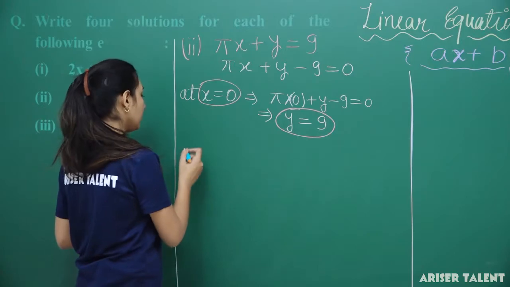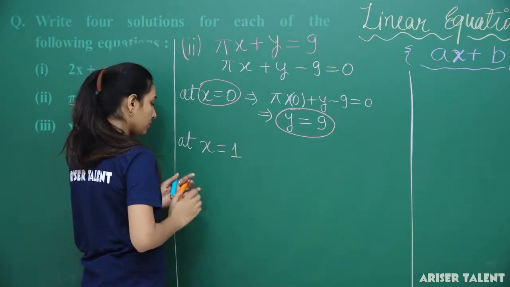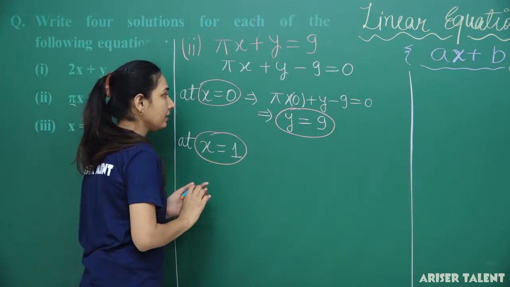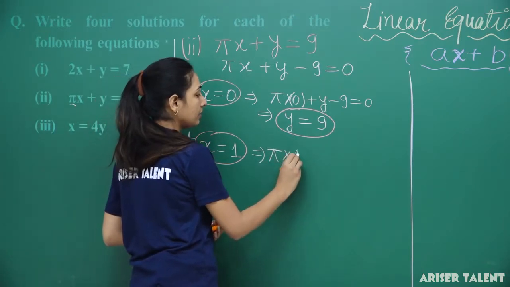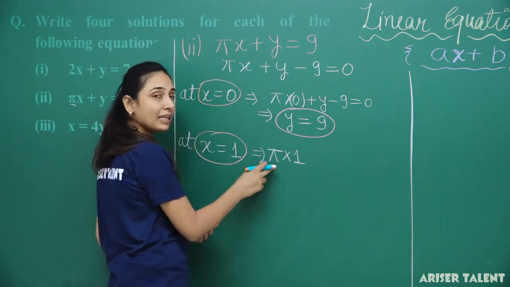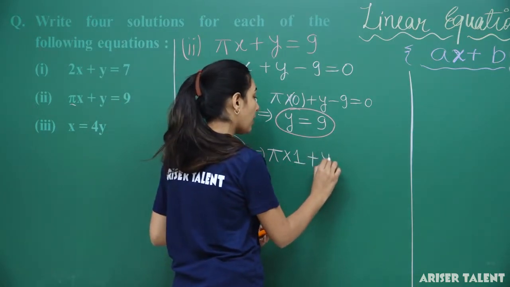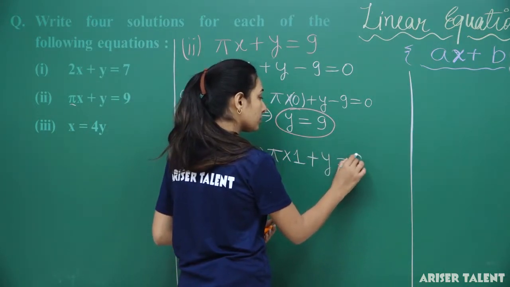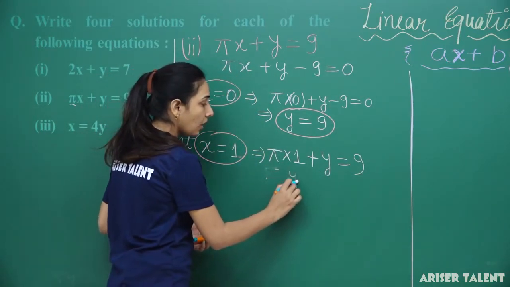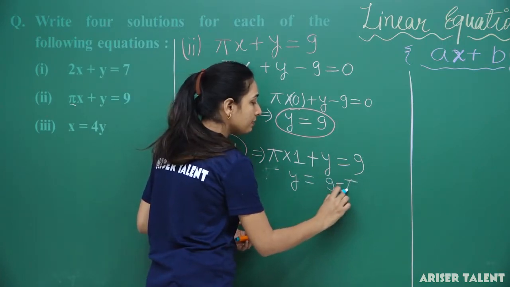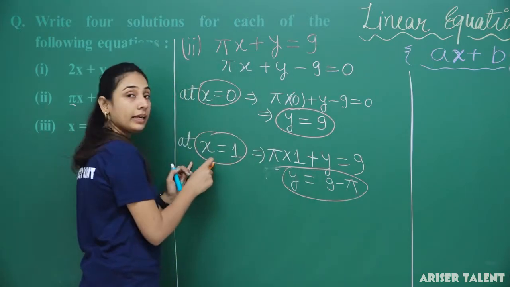Now, the second, let us suppose we take x equals to 1, okay. So, for x equals to 1, this equation will turn to pi multiplied by 1, because x equals to 1, now plus y equals to 9, okay. So, that will be y equals to 9 minus pi. So, y equals to what? 9 minus pi when we are putting x equals to 1.